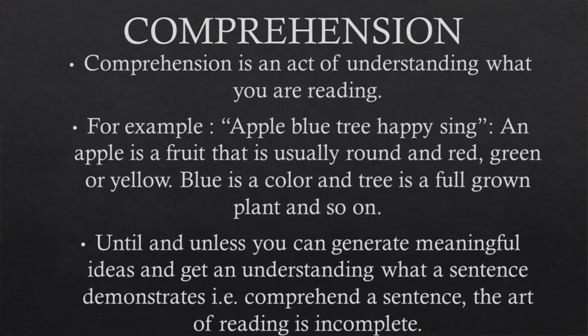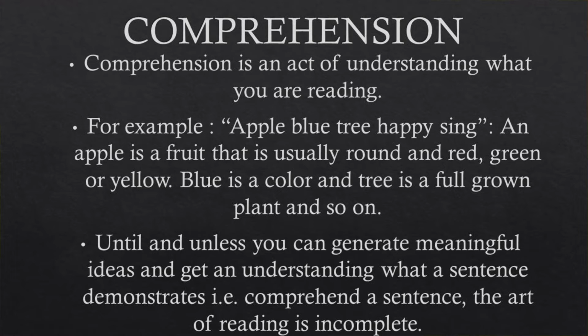Well, now we have understood that to be able to read means not just pronouncing the word, but also to understand its meaning. But along with that, we also have to understand that what is most important is to be able to comprehend the meaning of what we are reading. For example, apple, blue, tree, happy, sing. Now in this entire sentence, each word has its own meaning.